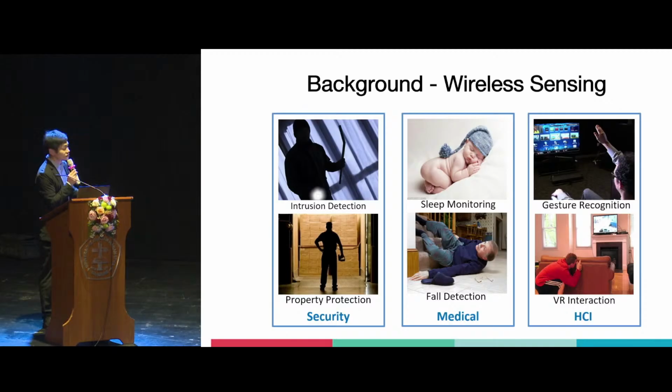So the second example is used for medical care. It can use the RF signal to monitor sleep status or for fall detection for elderly people. And the third example is for human-computer interaction, where various signals can be used for gesture recognition and VR interaction.